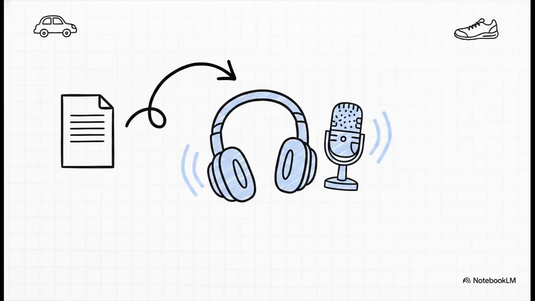Now, feature number 3 is the AI audio overview. And honestly, it is arguably one of the most impressive things about this software. It literally turns your boring PDFs and long reports into an engaging podcast-style discussion. So instead of spending hours staring at a screen reading, you can generate this conversational summary and just listen to it while you're commuting or hitting the gym. It brings your documents to life in a totally new auditory way.